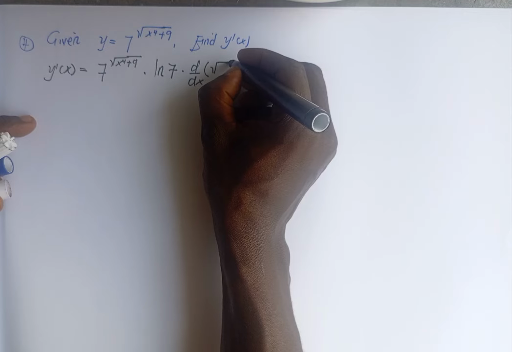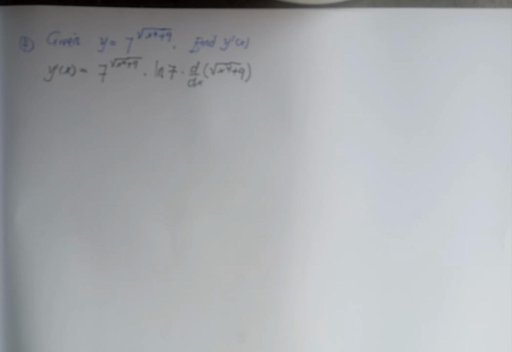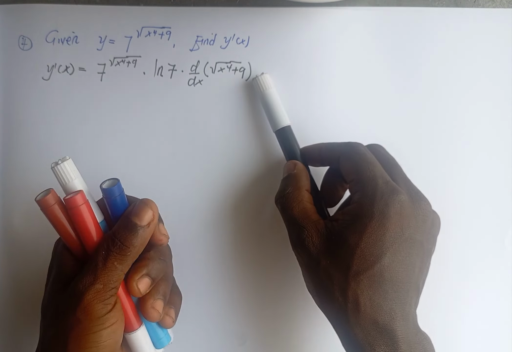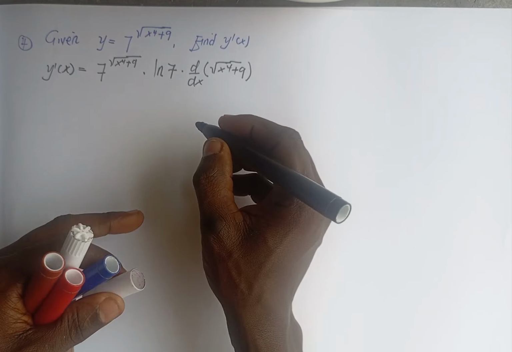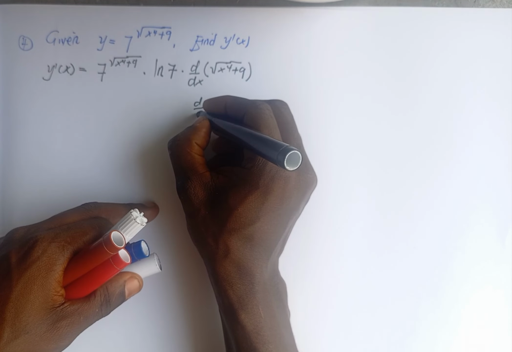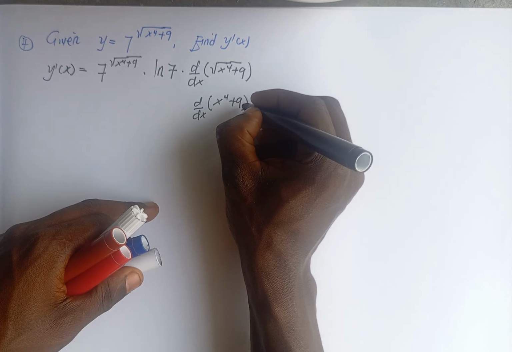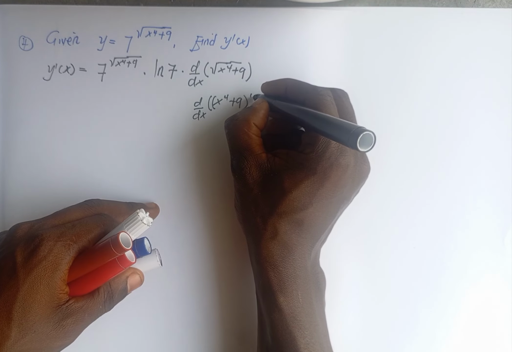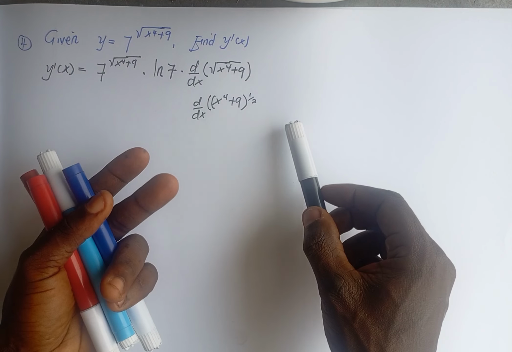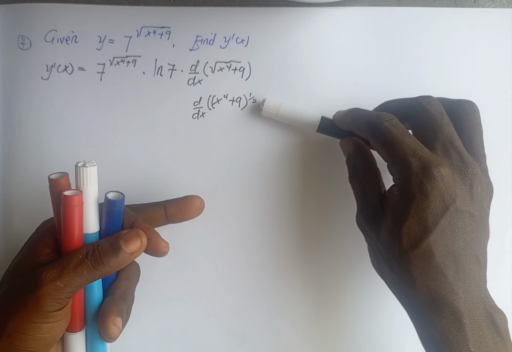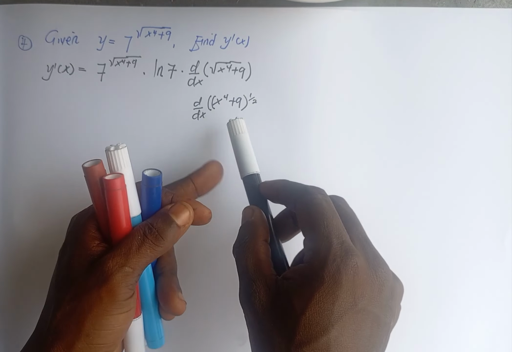The exponent is root of x to the power 4 plus 9, so we are going to find the derivative of this. We know that this can be written as x to the power 4 plus 9, raised to the power half. Half is the same as the radical sign. Now we have two functions, a function of half and a function of x to the power 4 plus 9, so we have a function within a function.